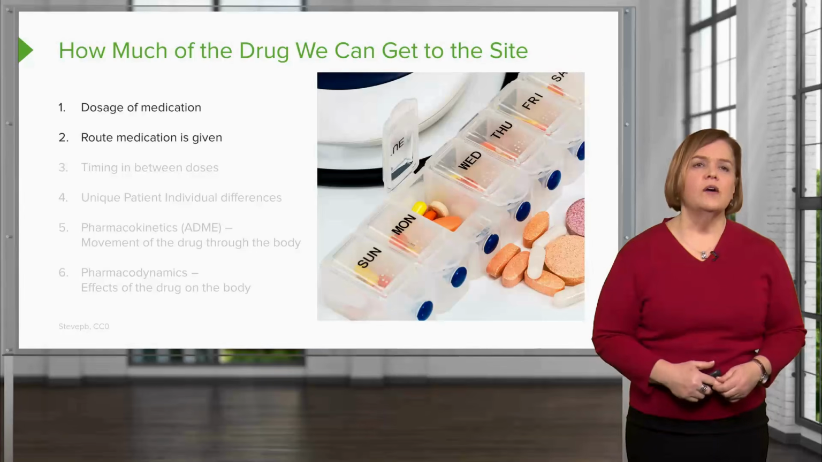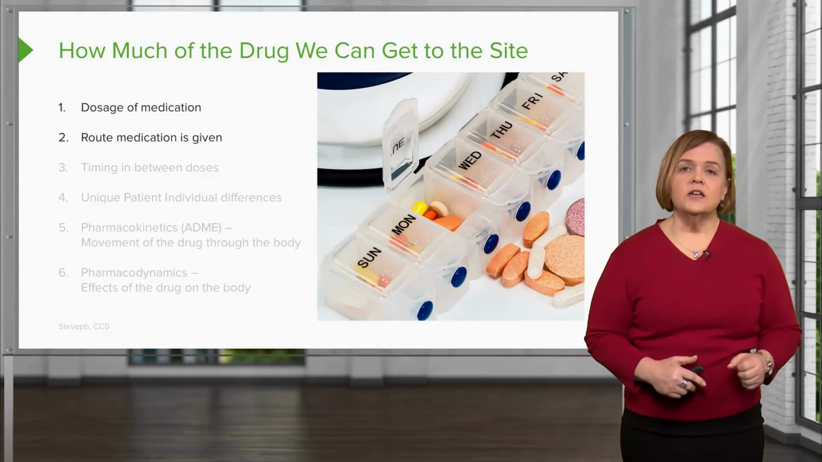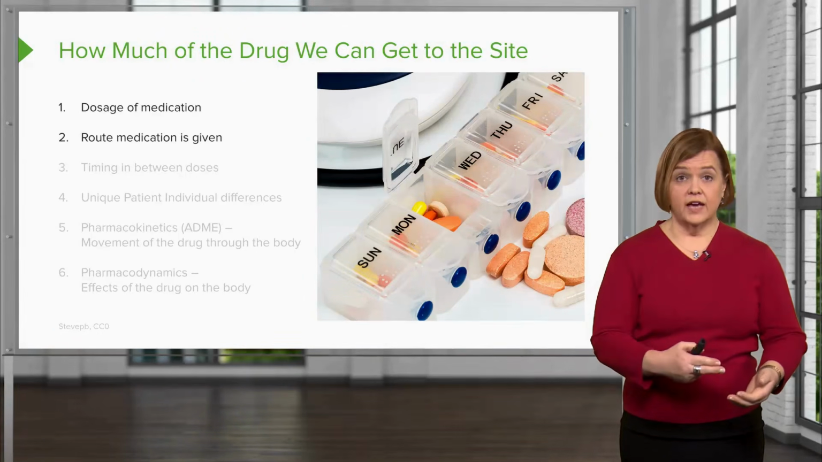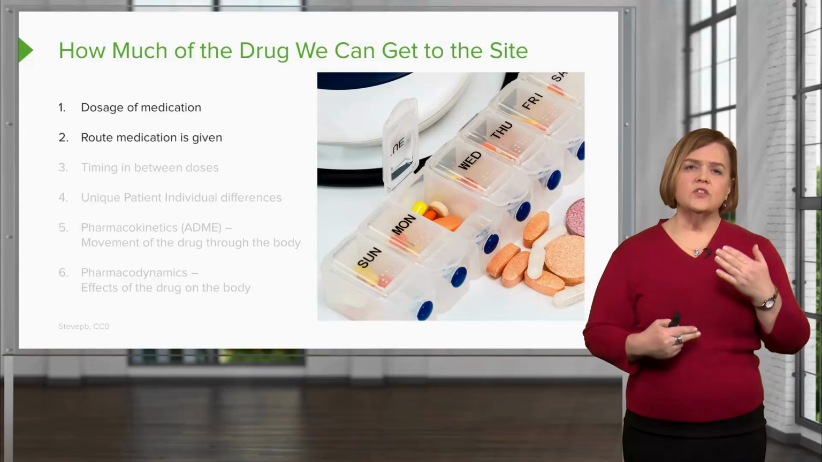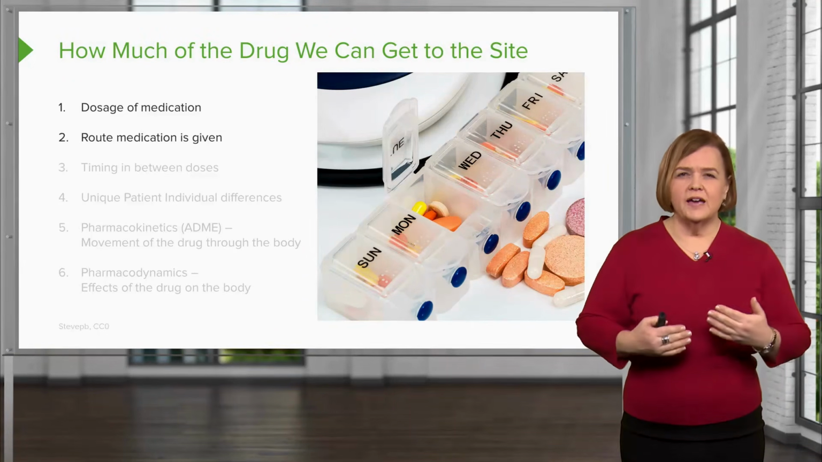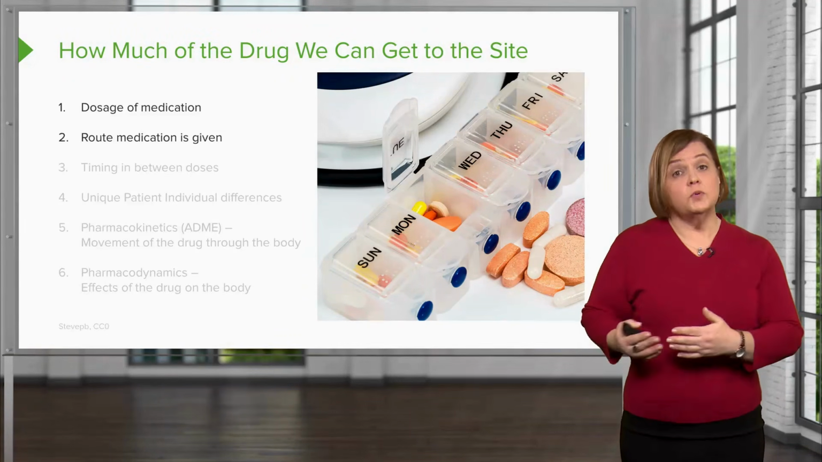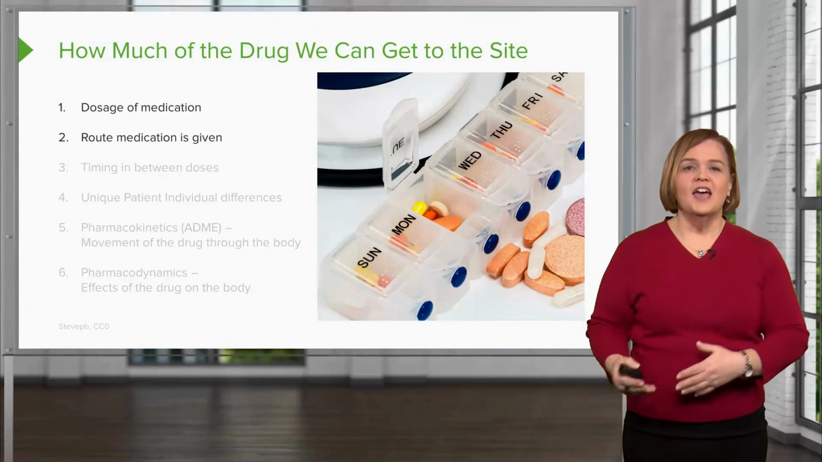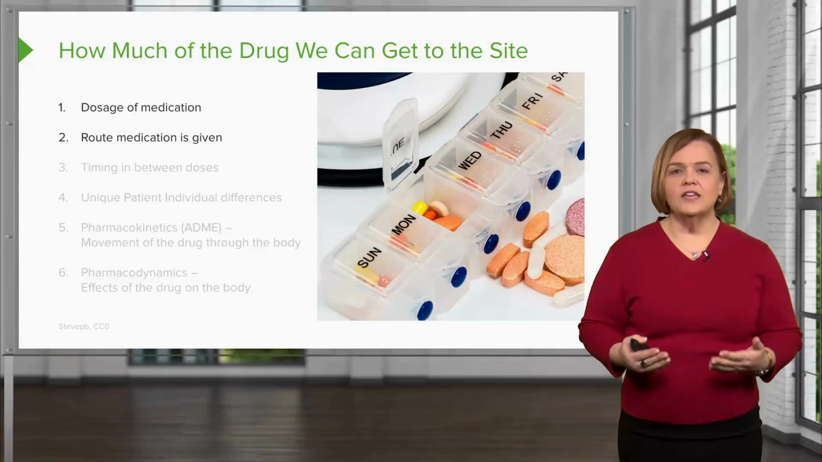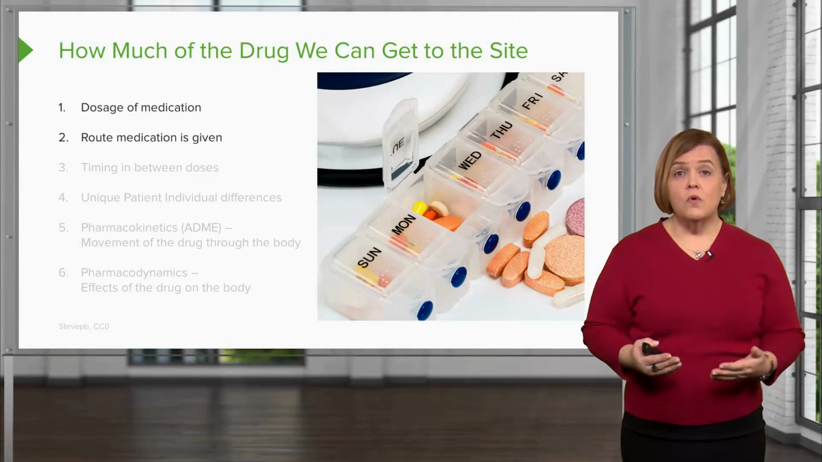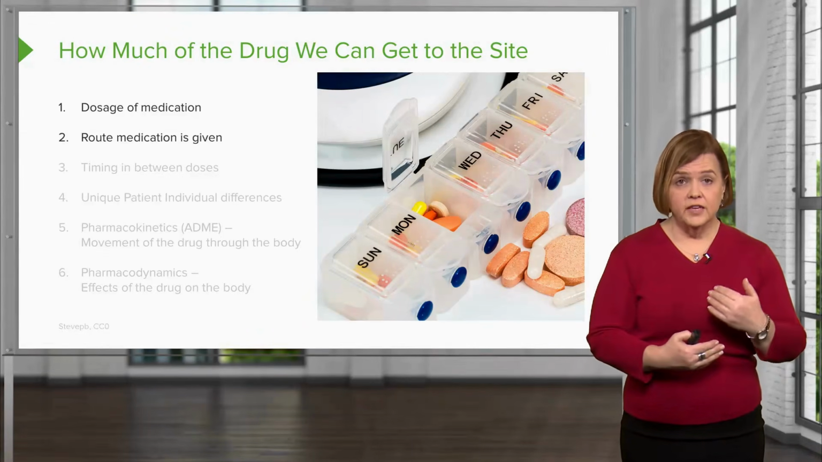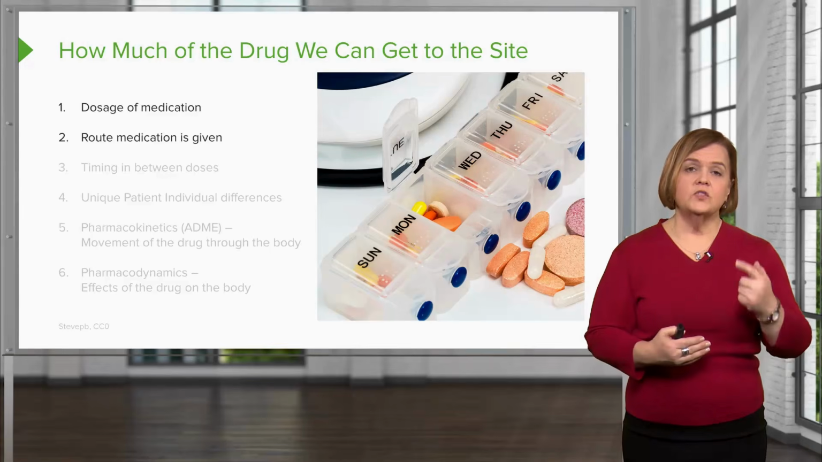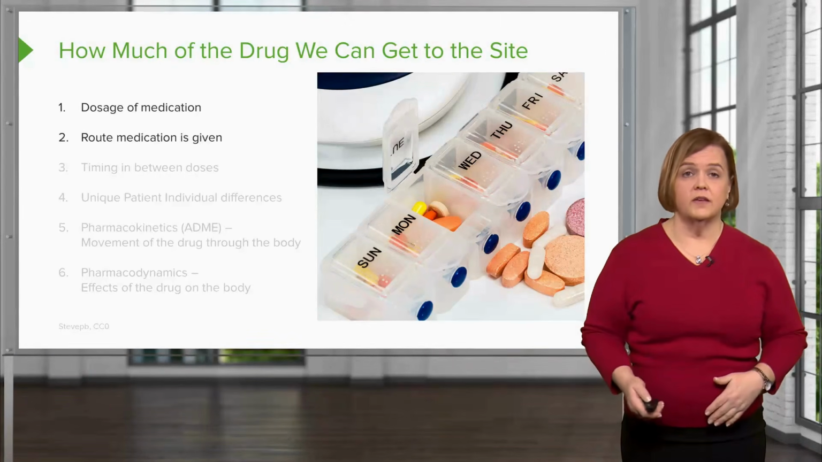Next, think about the route of medication. I give a much smaller dose if I give the medication IV, intravenous or straight into the vein. If I give the medication orally, it goes through a first pass effect in the GI tract, which we'll talk about more in another video, but just know that for now, the route I give the medication matters. More of the drug will reach a site if I give it in a route like IV or sublingual versus if I give a medication that's swallowed and goes down into the stomach.